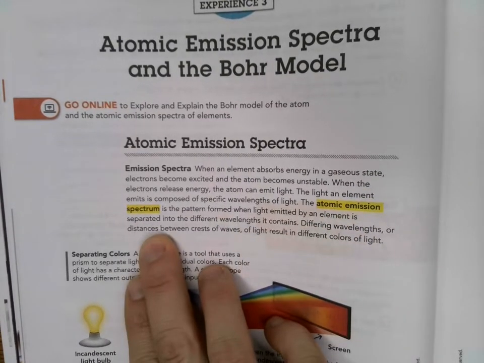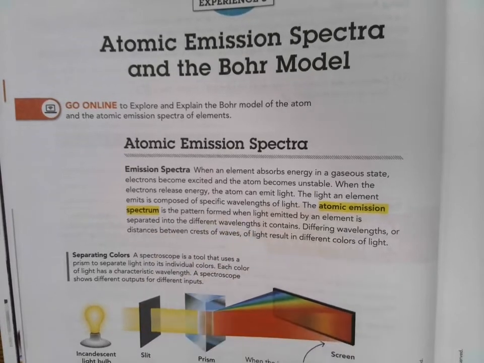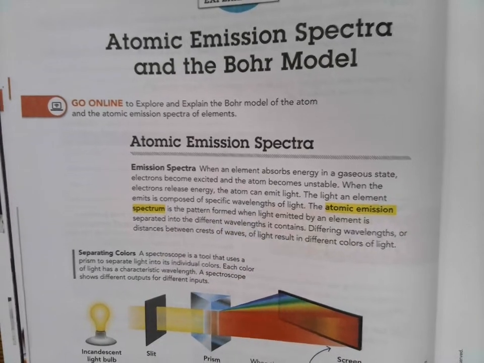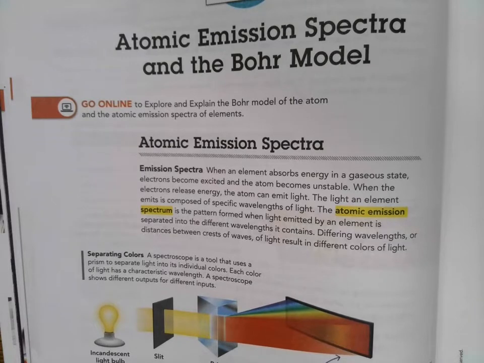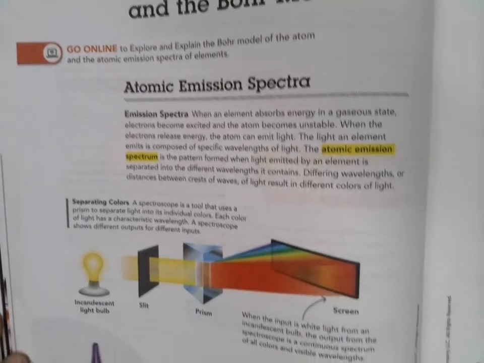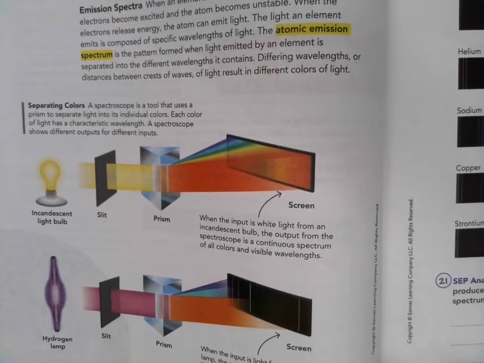I want you to write down this definition. The atomic emission spectrum is the pattern formed when light emitted by an element is separated into different wavelengths it contains. So if we look here, we have two light sources.